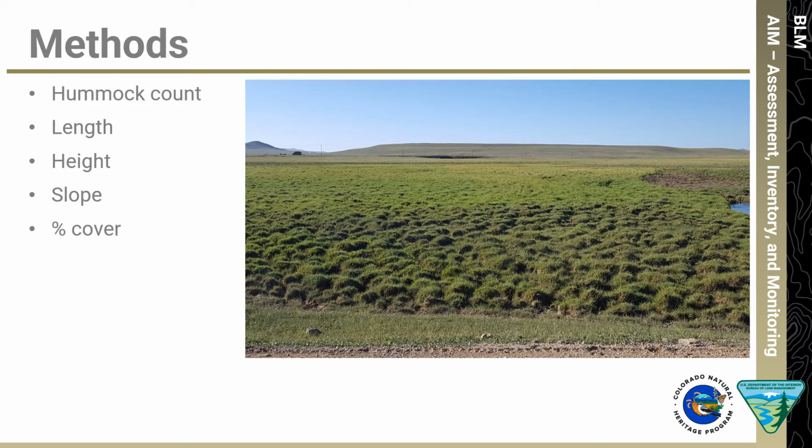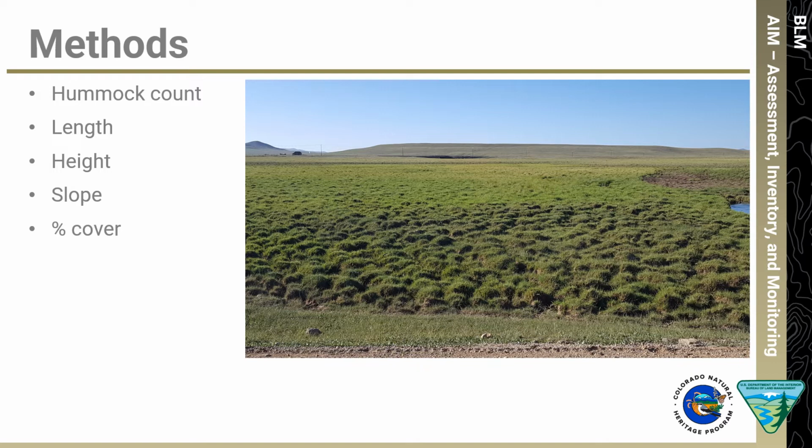The methods detailed in this presentation record the number, height, length, slope, and vegetated condition of hummocks within the plot. It is important to collect these data only after vegetation data has been collected, in order to minimize disturbance along the transect.